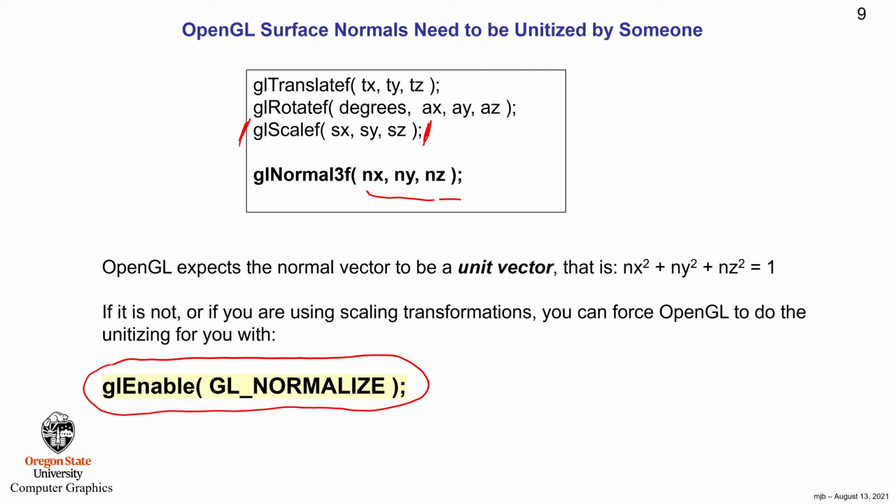If you're not sure if your normal vectors will stay unit vectors through the transformations, you just enable GL_NORMALIZE. By default, this is not enabled because it takes a certain amount of time in the graphics pipeline, like some number of microseconds. But I oftentimes will just do it as a matter of course, get everything working perfectly, then comment it out and see if it screws up.